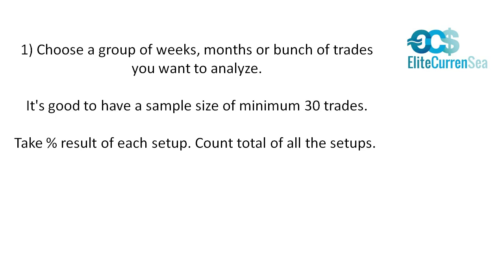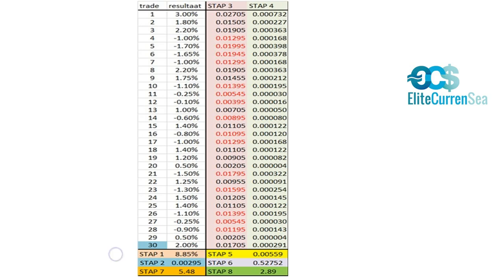So, step 1, you choose a group of trades that you would like to analyze, whether weeks or months of your trading, or perhaps specific trades connected to a strategy. It is good to have a sample size of at least 30 trades, otherwise the results will not provide enough value. Basically, you take the result of each setup in each trade and just count up the total. So if, for instance, I have 30 trades and each has a result, I simply count all these trades and have a total of 8.85.